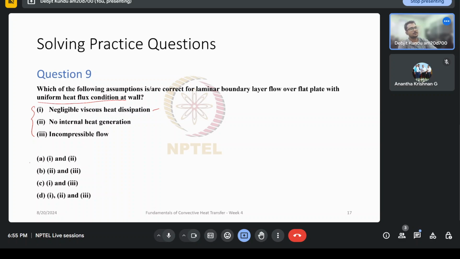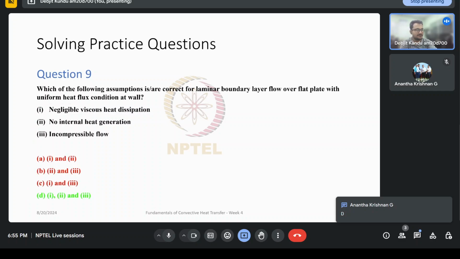So is it option A, 1 and 2? Is it option B, 2 and 3? Is it option C, 1 and 3? Or is it option D, all three of them, that is 1, 2, and 3? Okay, so quickly I've selected D, 1, 2, and 3. Let's look if it's correct.